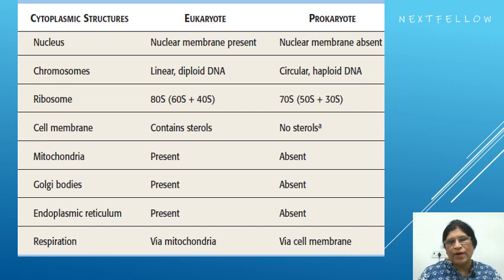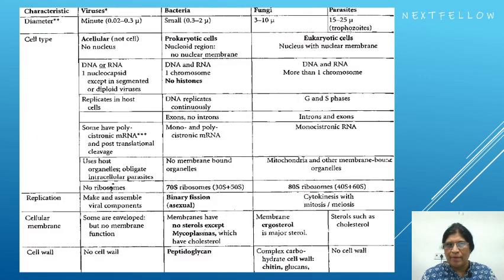The respiration is via mitochondria, whereas in a prokaryote, the nuclear membrane is not there. They have circular, haploid DNA. Ribosomes are 70S. The cell membrane has no sterols, there is no mitochondria, no Golgi bodies, and no endoplasmic reticulum. And the respiration in a prokaryote is via cell membranes. You have to remember this table. I have made it very easy for you to remember.